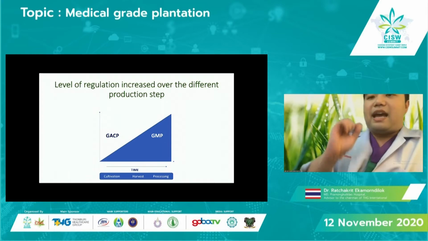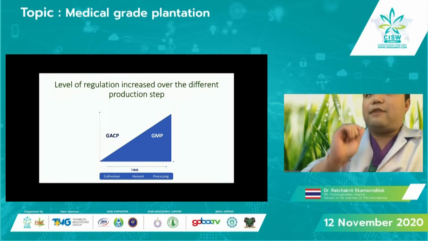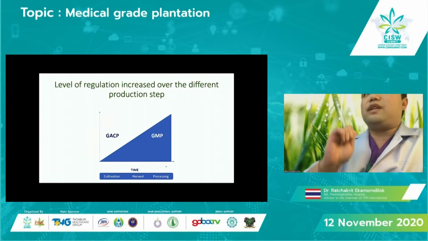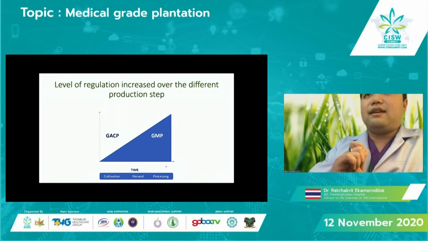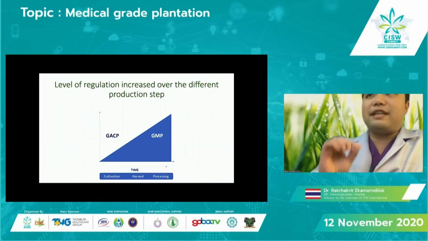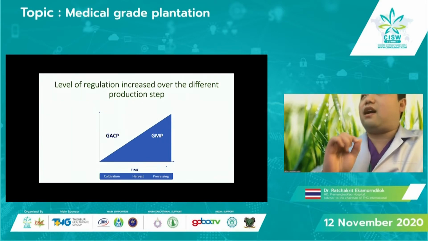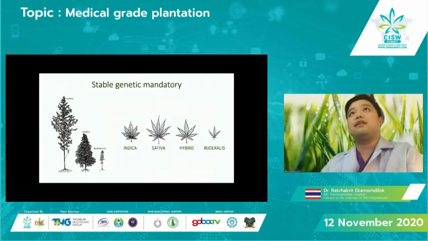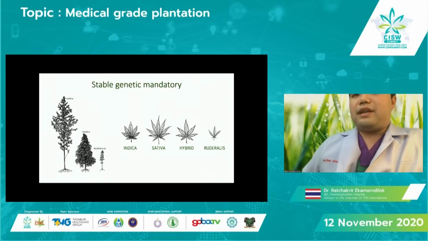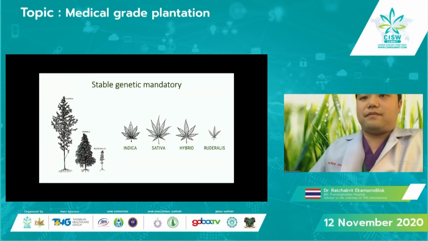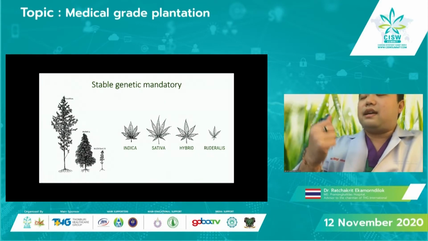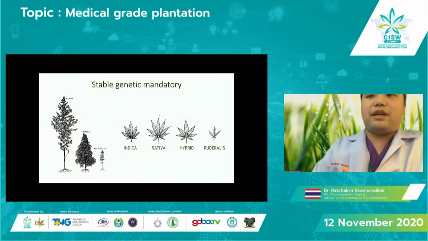GACP and GMP apply at different stages. You need a high GACP level when you start planting your plant, and when the time comes for harvesting and processing, you need standard GMP. So we talk about what stable genetics means. You must already know the four big types of cannabis genetics: indica, sativa, hybrid, and ruderalis.